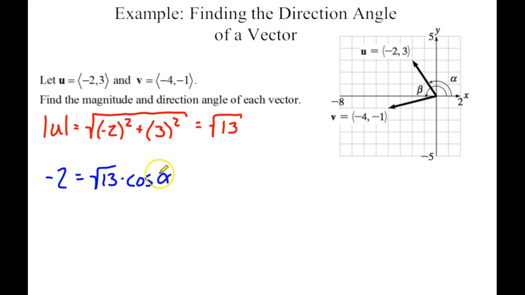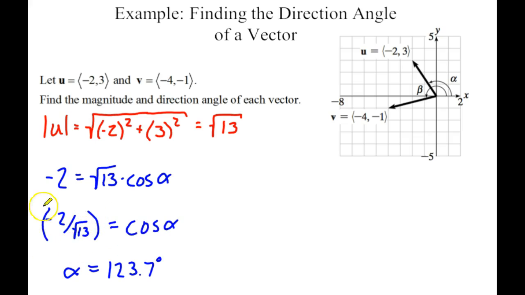Now we want to isolate this angle by itself. First we would divide by radical 13. And then after we divide by radical 13 to get our angle alpha by itself, we would have to take the inverse cosine of each side. So if we take the inverse cosine of negative 2 divided by radical 13, you get approximately 123.7 degrees for that angle, which according to our sketch to the right seems reasonable.